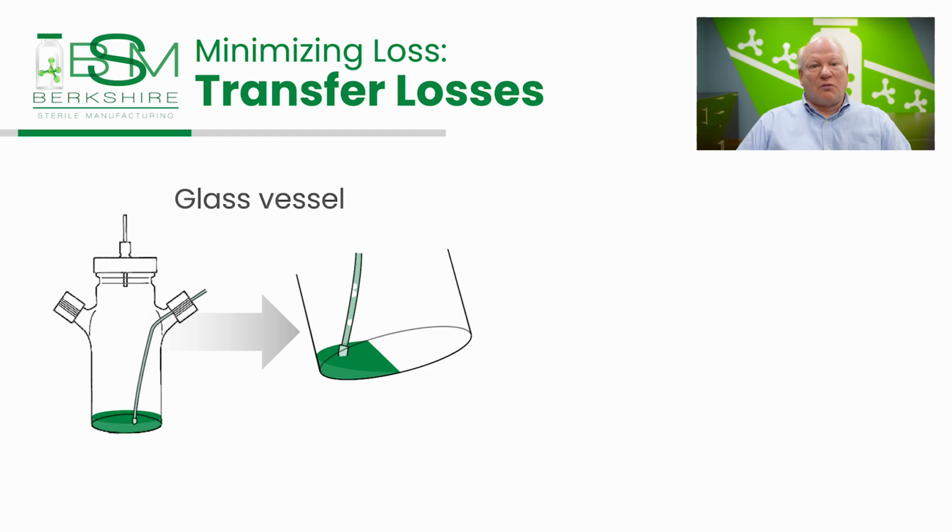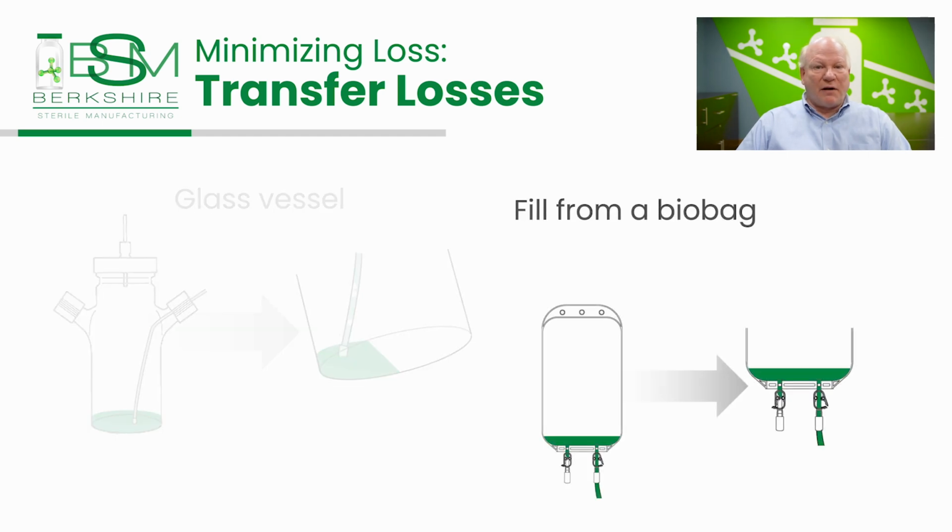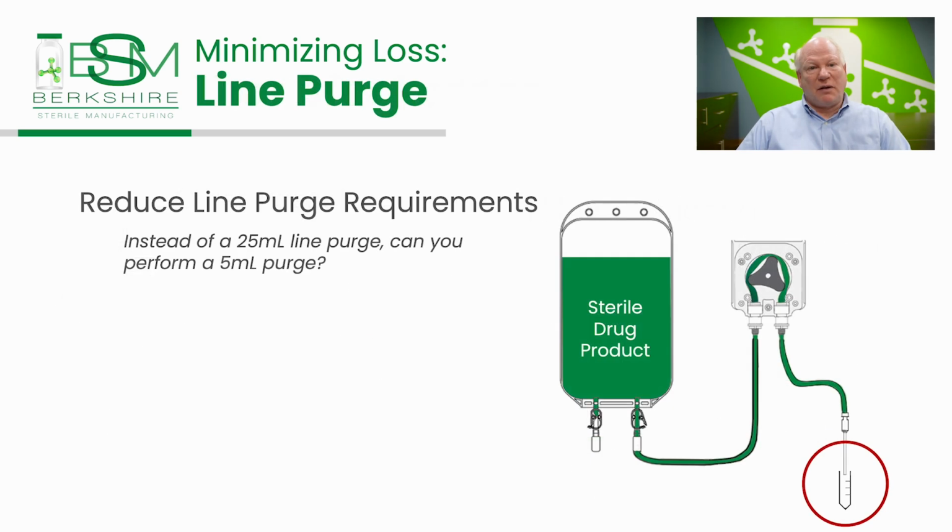Some amount of drug product will get stuck on the walls of the vessel that the drug product is filtered out of or filled from. Filling from a biobag can help reduce transfer losses because these can be drained completely, whereas filling from a mixing flask can leave about 100 mils or more in the vessel, contributing to losses. Reducing line purge requirements will help limit drug product loss. If it's possible to reduce your line purge from 25 to 5 mils, then this should be written into the batch record.